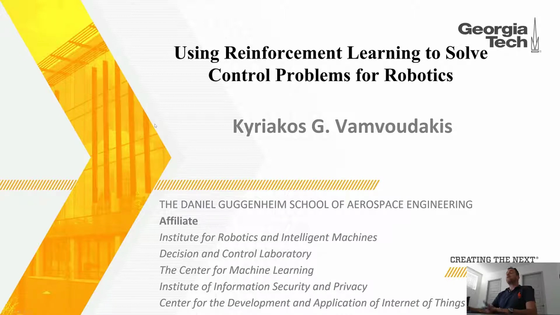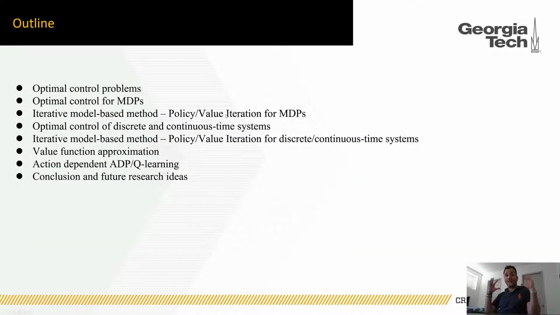So let me give you the outline of my talk. My talk will first describe what an optimal control problem is and why reinforcement learning can be used to solve such problems. The simplest setting that we can talk about when we talk about optimal control is solving optimal control problems for Markov decision processes. Then I will show policy iteration and value iteration to solve the Markov decision processes. And these are the basis for reinforcement learning to solve such processes.